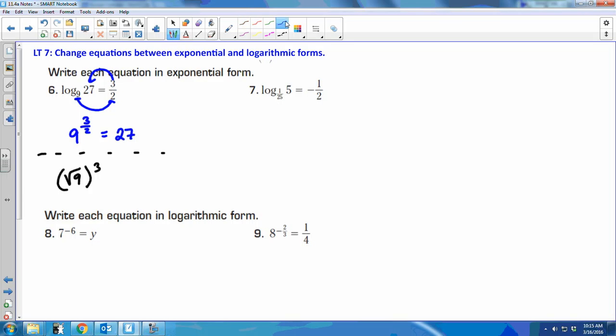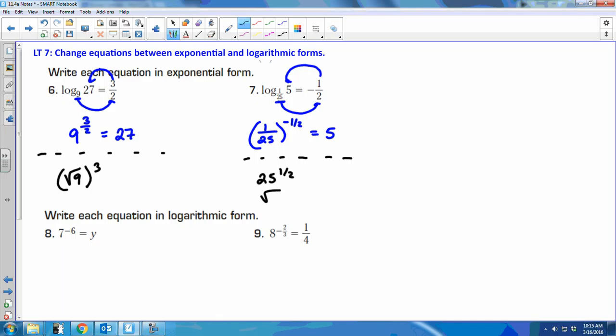So on the second one, again, we would start at the base and circle around. So we have 1/25 to the negative 1/2 power equals 5. Again, there's nothing to do. That is the answer. That's what I'm looking for. But if you wanted to check to make sure that was right, 1/25 to the negative 1/2 is the same thing as 25 to the 1/2. And 25 to the 1/2 is the square root of 25, which is 5. So they are true statements, so we're rewriting. Any questions on the first 2 examples? Changing logs into exponentials.